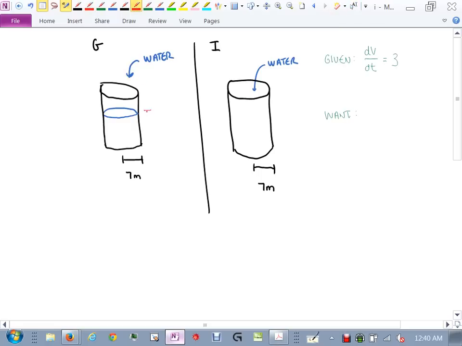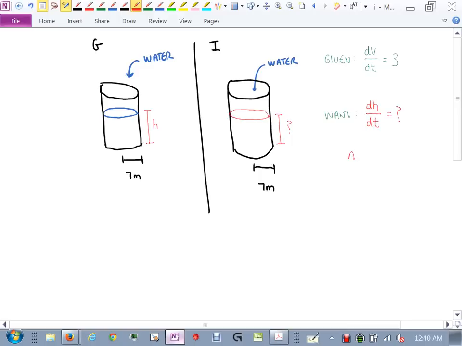Yes, it was 3. What I want is to know how fast the height of the water is increasing. So I don't have a picture of my height of the water. I have not included that. So why don't I call this H? Now in my picture over here, I had my water. They don't tell me a specific instant, right? Well, I'll have to address that. But I want to know how fast H is changing, the rate at which H is changing with respect to time. So I need dH/dt.